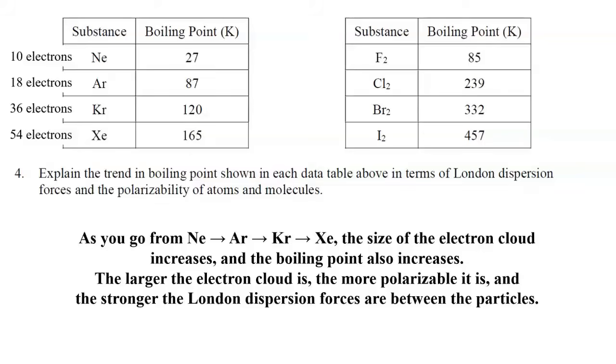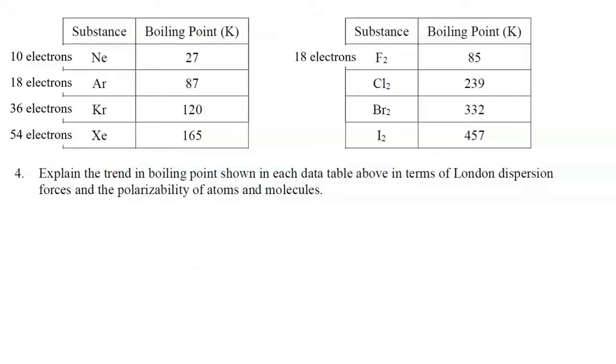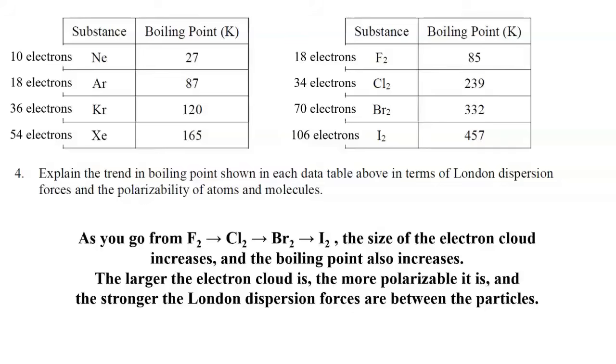The boiling points increase. So the fluorine molecule has 18 electrons, whereas the chlorine molecule has 34 electrons, 70 electrons for the bromine molecule, and 106 electrons for the iodine molecule. So a similar trend as you go from fluorine to chlorine to bromine to iodine. The size of the electron cloud increases, and the boiling point also increases. The larger the electron cloud is, the more polarizable it is, and the stronger the London dispersion forces are between the particles.